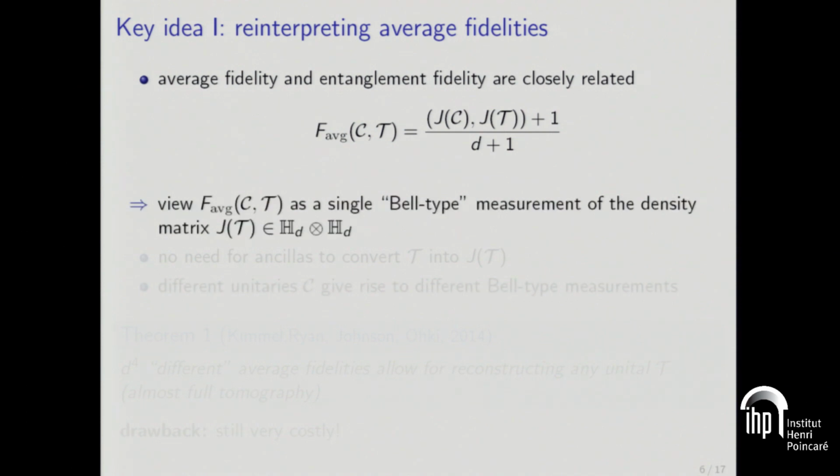This allows you to view the average gate fidelity between two channels as a single Bell-type measurement of the unknown Choi matrix associated with the channel you want to reconstruct.